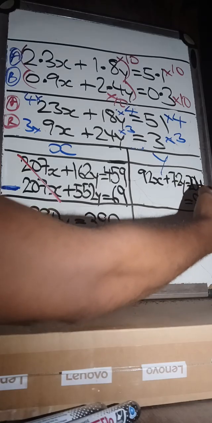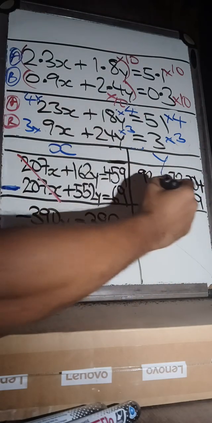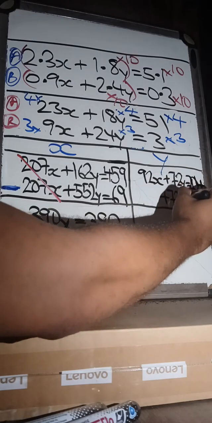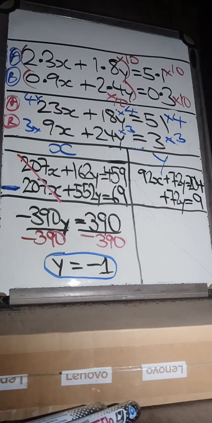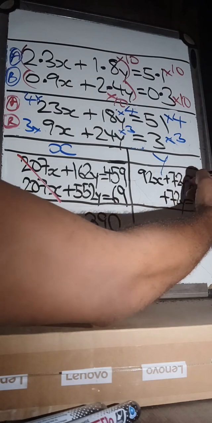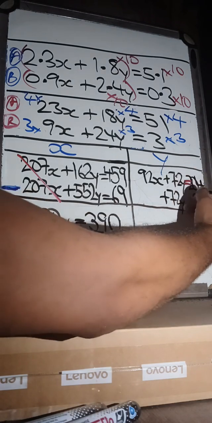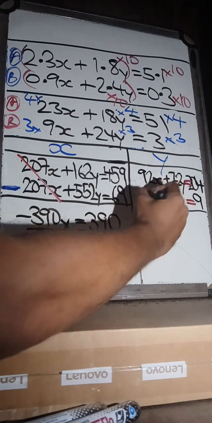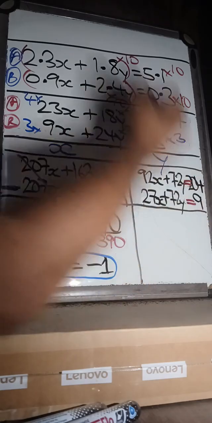This right here is equal to 9. This is equal to 72y. Let me see if I can use a little color. There we go. 3 by 3, 9. 3 by 24, 72. 9 by 3, 27. X right there.